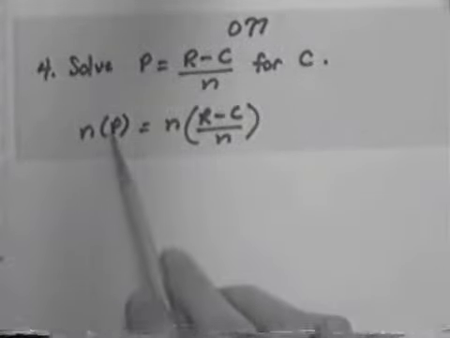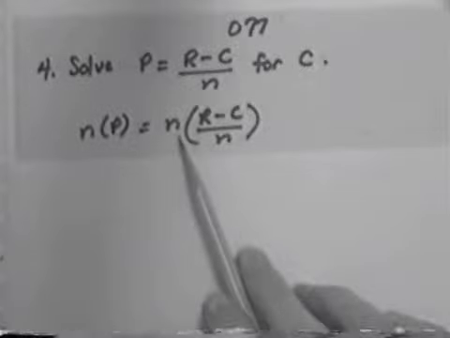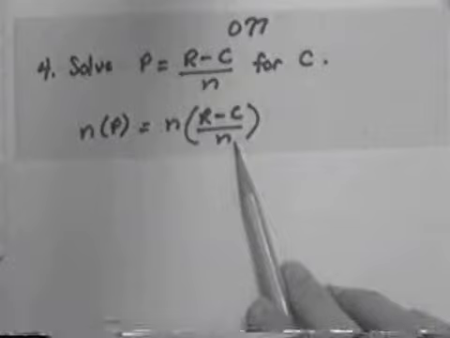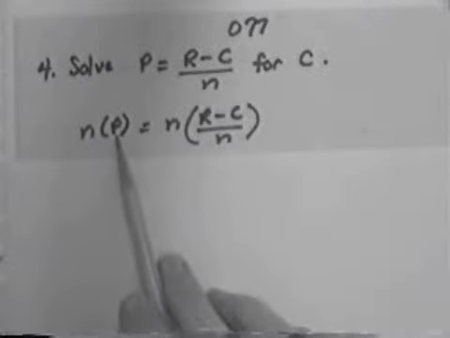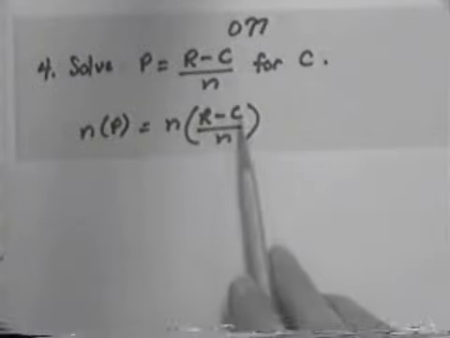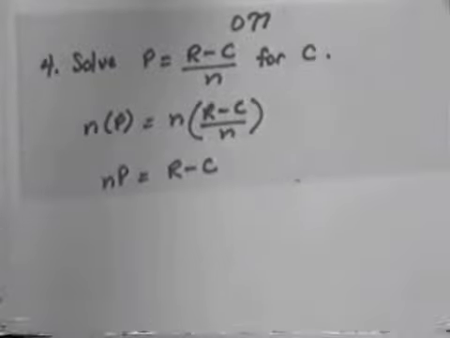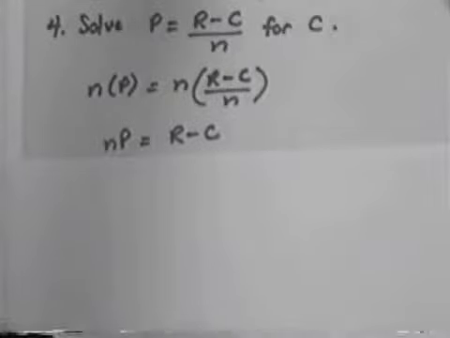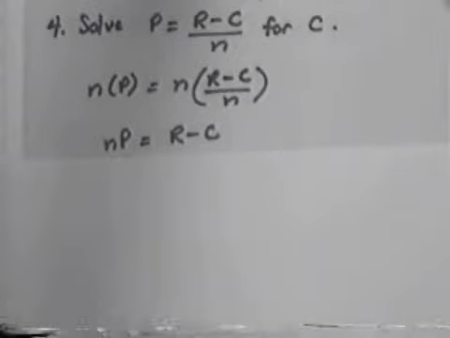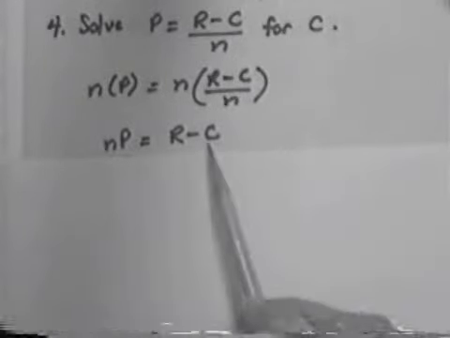On the left, N times P. On the right, N times the expression R minus C over N. On the left, we get N times P, which is NP. On the right, the N's cancel, and we're left with R subtract C. And so we get NP is equal to R subtract C. We're trying to get C by itself. Now that the fractions are gone, we sort laundry. The C is to be gotten alone.